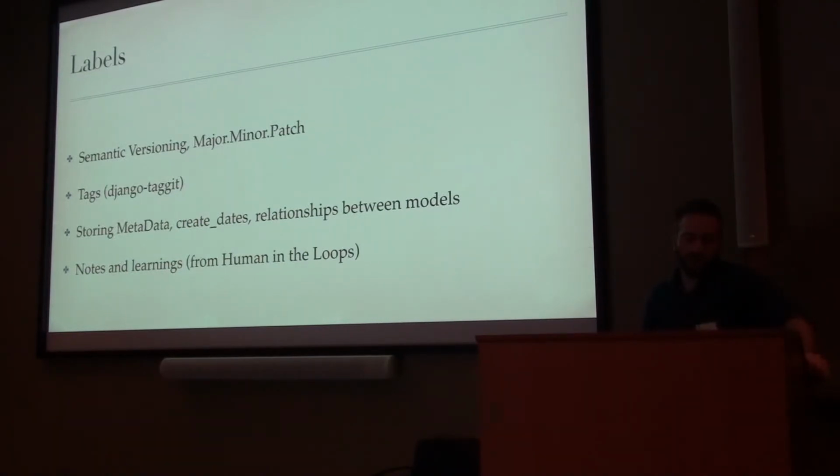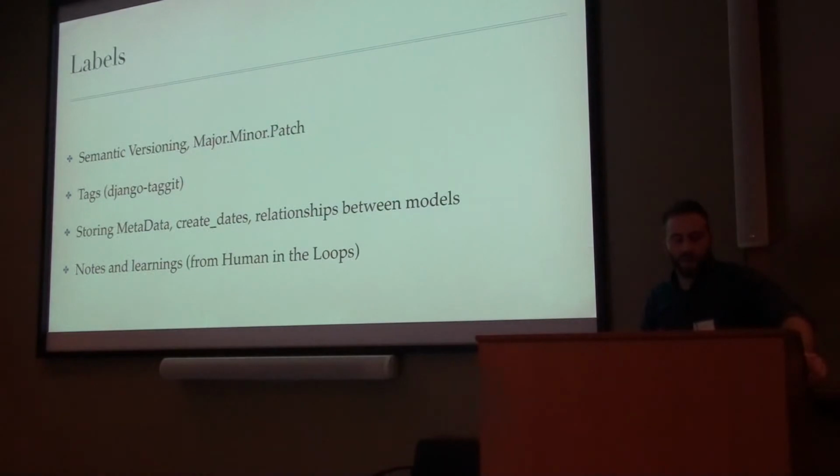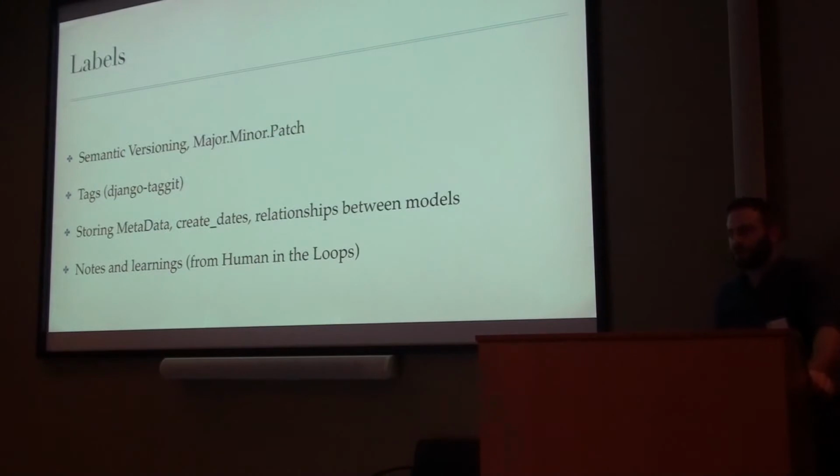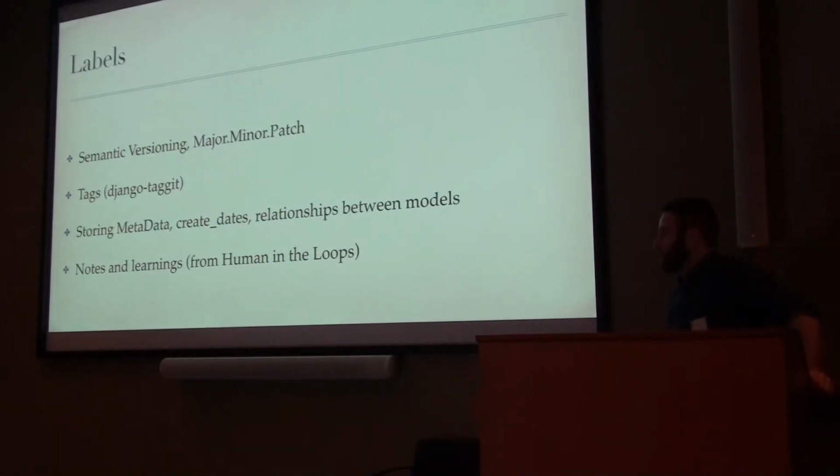package library that I know of is called Django Tagit, but the rest you might actually just have to implement yourself, something like that with JSON. But then you want to store metadata and create dates and relationship between different models. And where are you going to store that? Maybe through tags. And then there's notes and learnings.